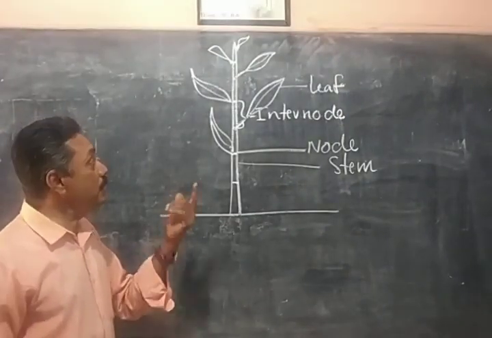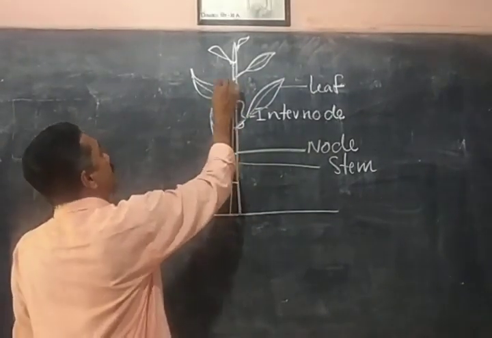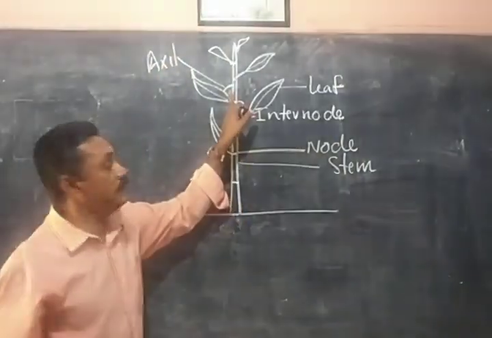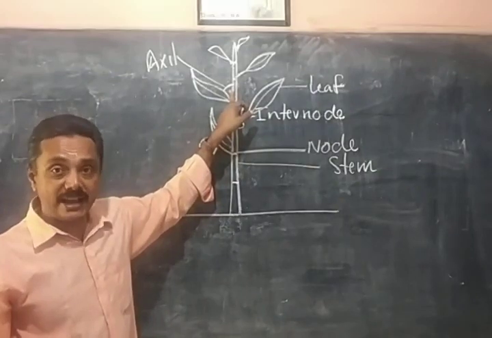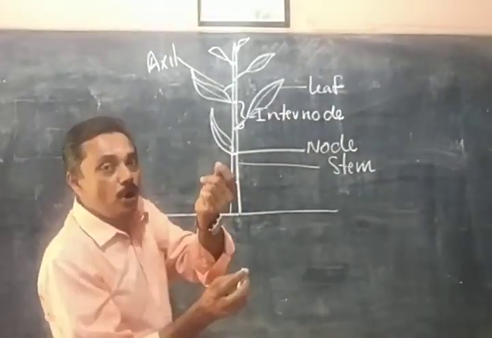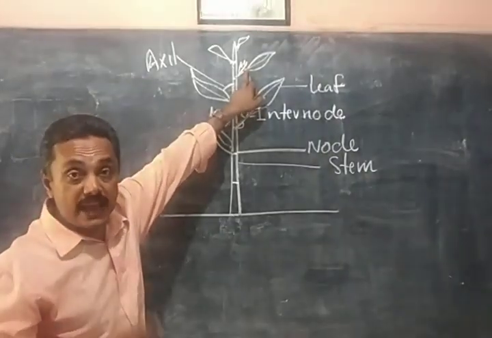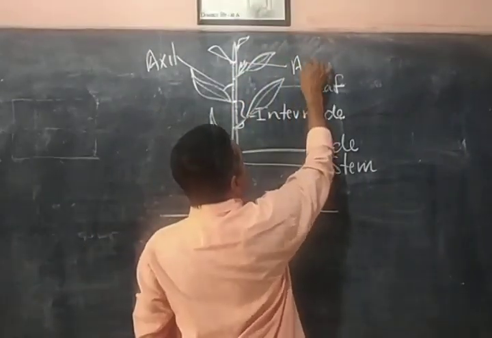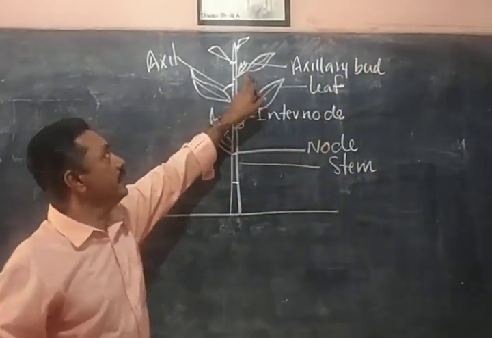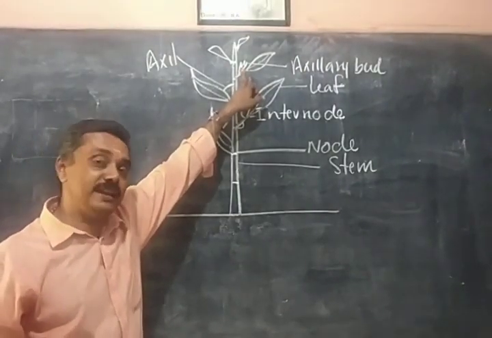And the angle between leaf and stem is called axil. There is a small bud present in the axil. The bud present in the axil is called axillary bud. Sometimes this develops into flower, fruit and then seed.